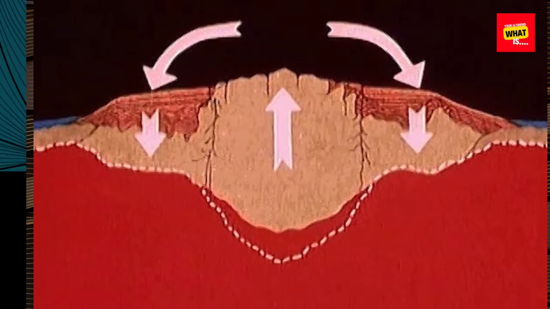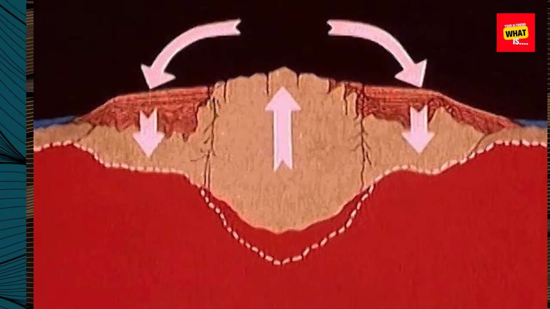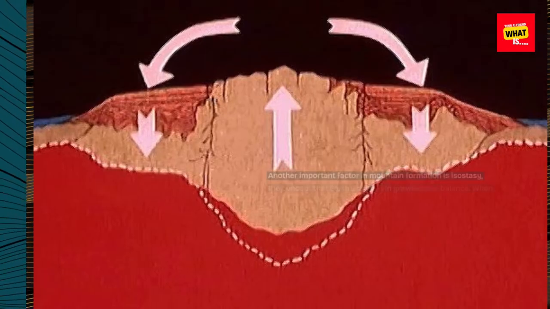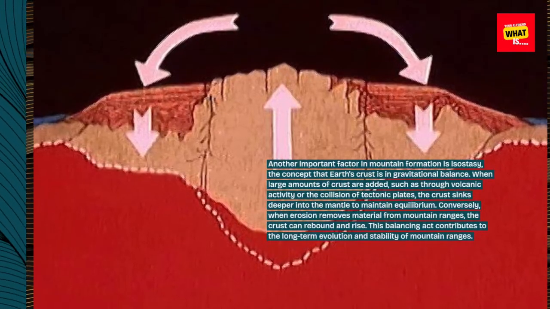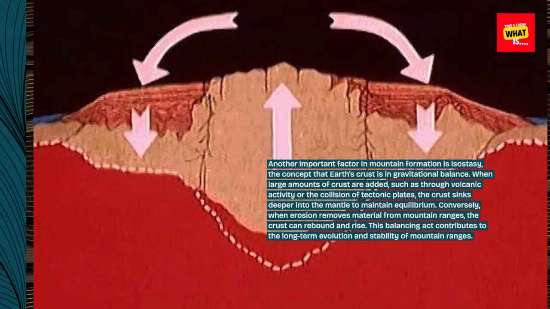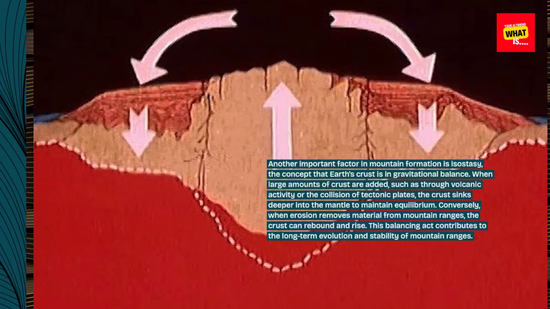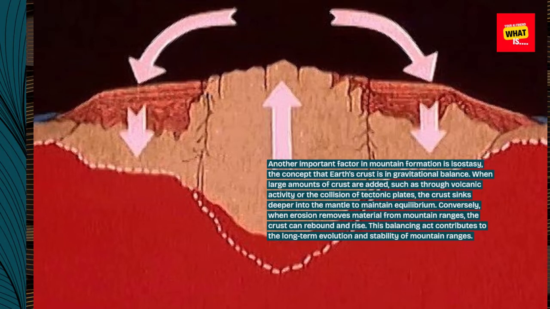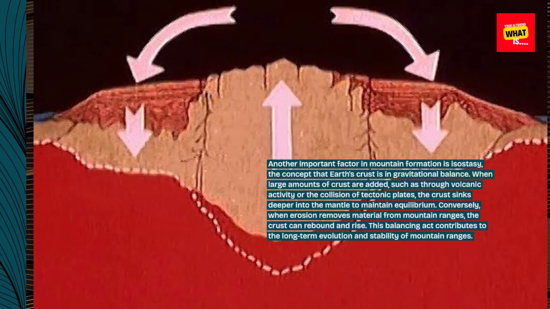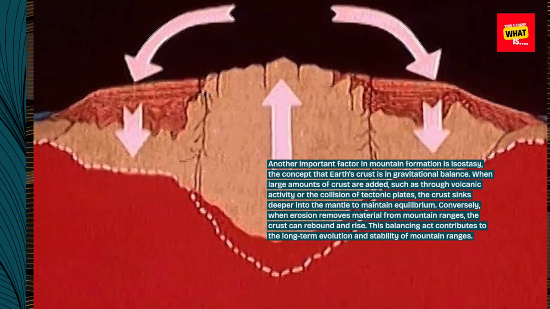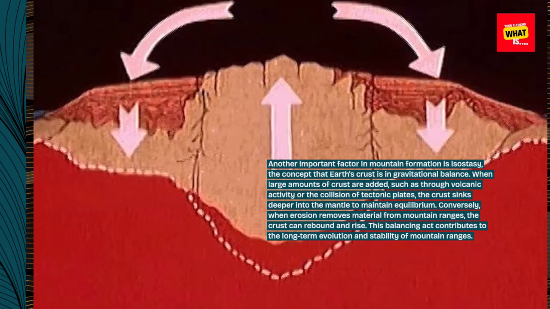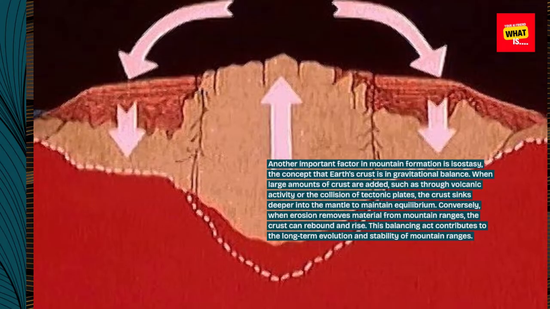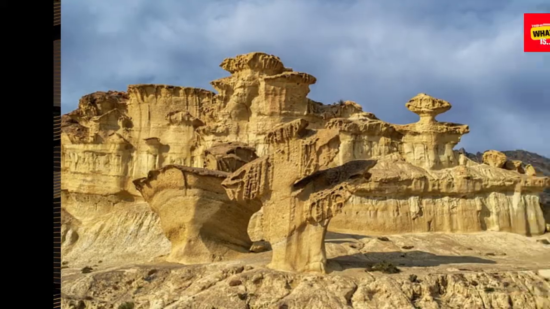Another important factor in mountain formation is isostasy, the concept that Earth's crust is in gravitational balance. When large amounts of crust are added, such as through volcanic activity or the collision of tectonic plates, the crust sinks deeper into the mantle to maintain equilibrium. Conversely, when erosion removes material from mountain ranges, the crust can rebound and rise. This balancing act contributes to the long-term evolution and stability of mountain ranges.